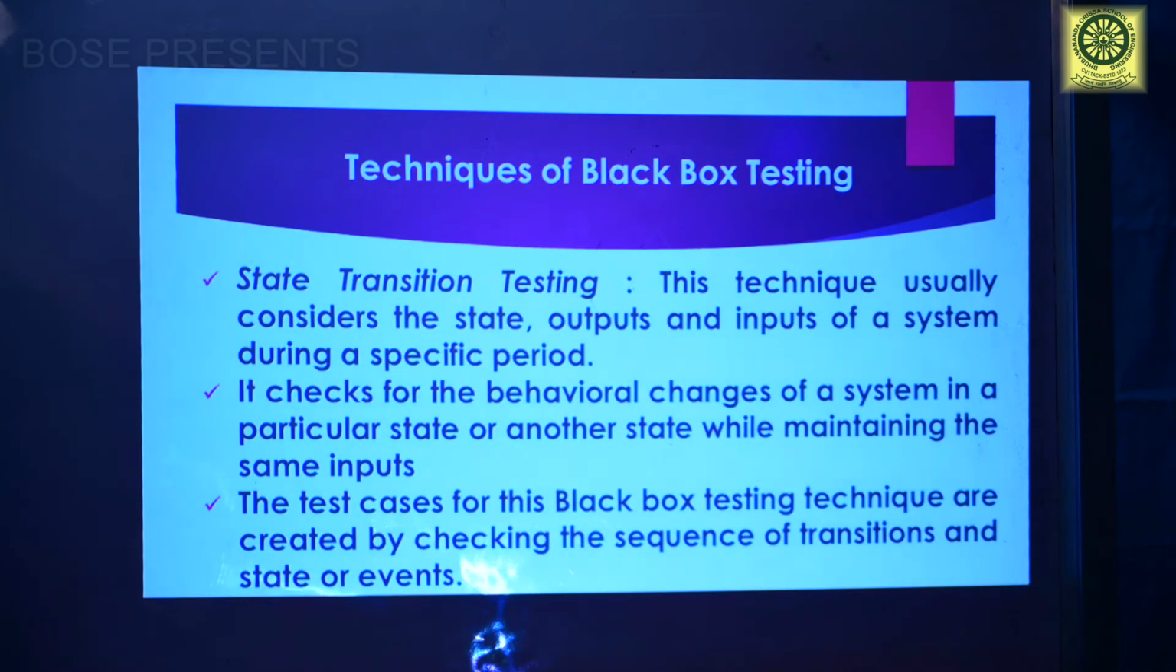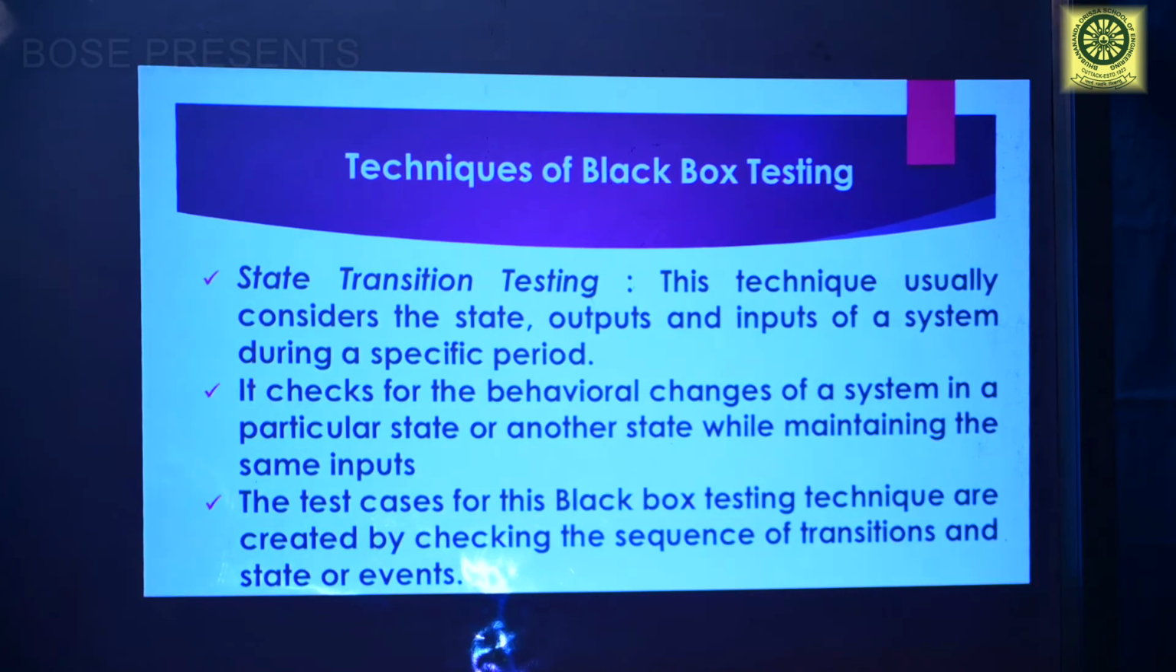The other one is state transition testing. This technique usually considers the state, outputs and inputs of a system during a specific period. This technique checks for the behavioral changes of a system in a particular state or another state while maintaining the same inputs. The test cases in this black box testing are created by checking the sequence of transition and state of events.